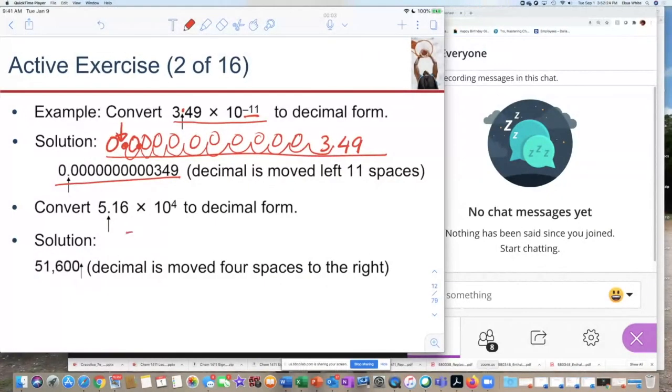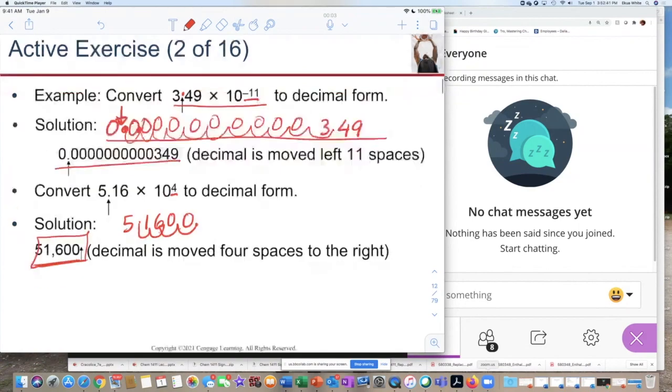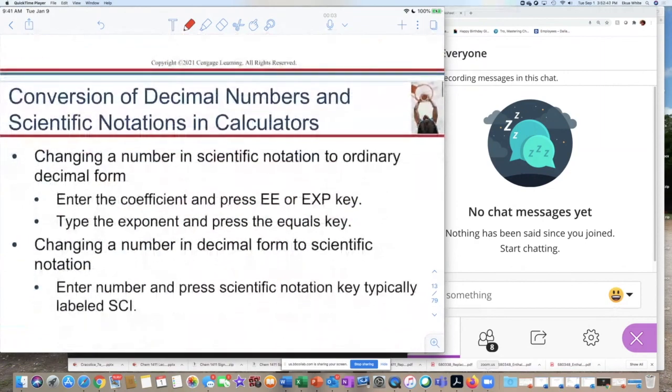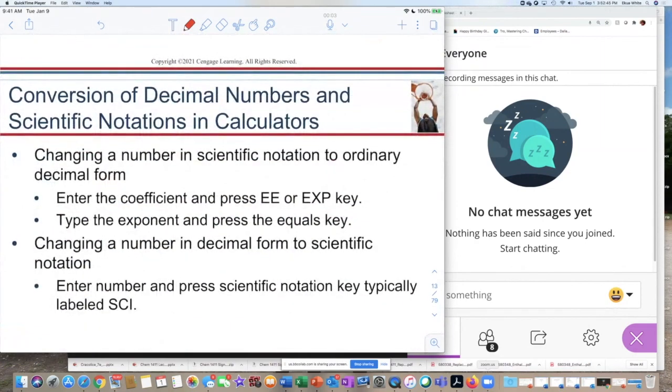Once again, in this case here, 5.16. We have to move the decimal to the right 4 spots. So you got 1, 2, 3, 4. Add the 2 zeros. This becomes your final answer. And this is your final answer right here. Okay? So your homework is really not that bad. Well, when you ask me, it's not that bad.